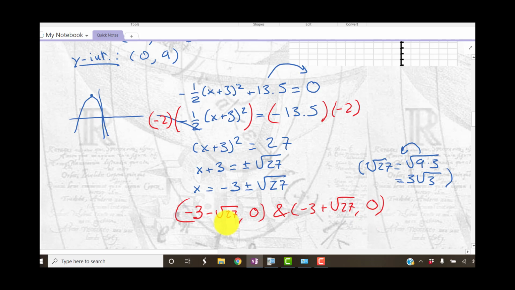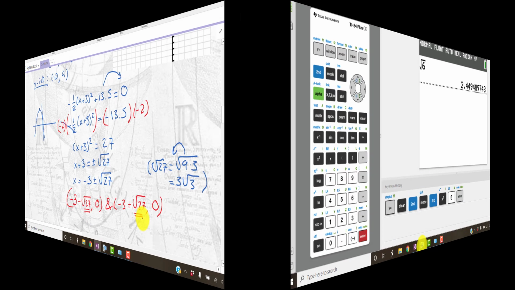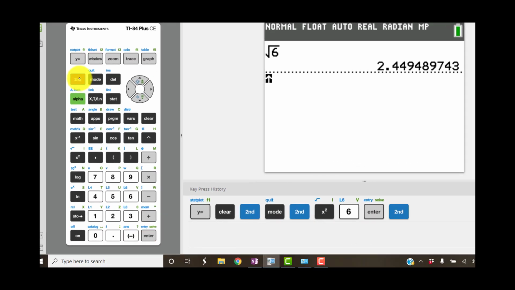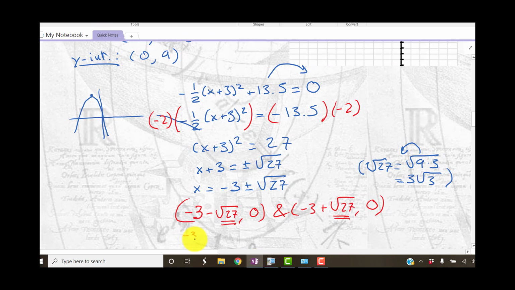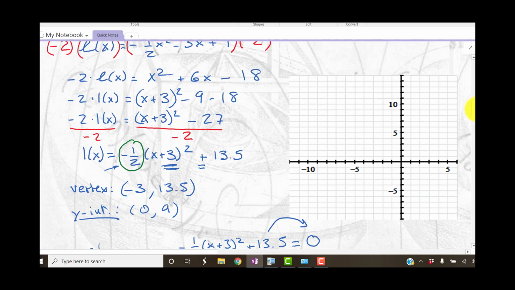So again, I need my calculator to understand what root of 27 is. So let's fetch the calculator. All right, what is the square root of 27? Let's see. Square root of 27 is about 5.2. So we have negative 3 minus 5.2, of course, that's all approximate, and negative 3 plus 5.2. Okay, let's plot that. I'm going to start with my x-intercept. So negative 3 plus or minus 5.2.